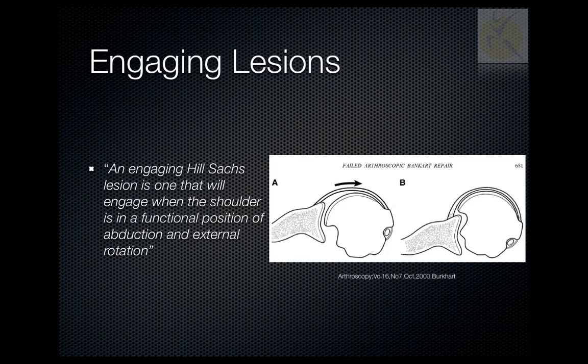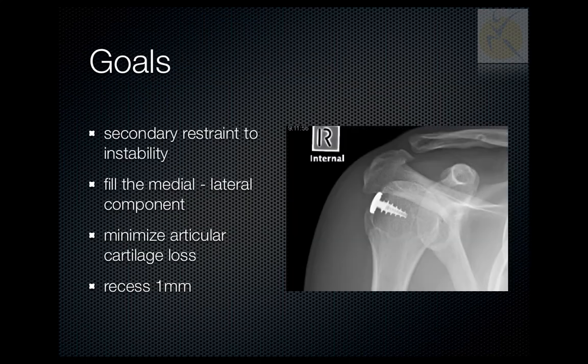An engaging lesion was described by Burkhardt in 2000 as a Hill-Sachs defect that would engage the glenoid in a normal functional range. The implication of this is a high failure rate when unaddressed for a simple arthroscopic Bankart repair. The goal therefore is to provide a secondary restraint for catastrophic failure of our Bankart repair.